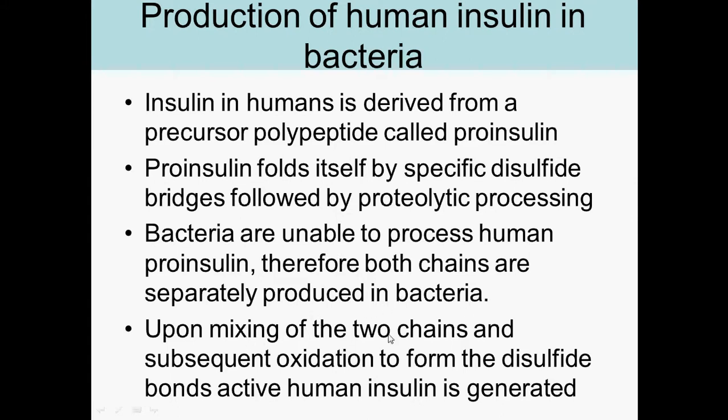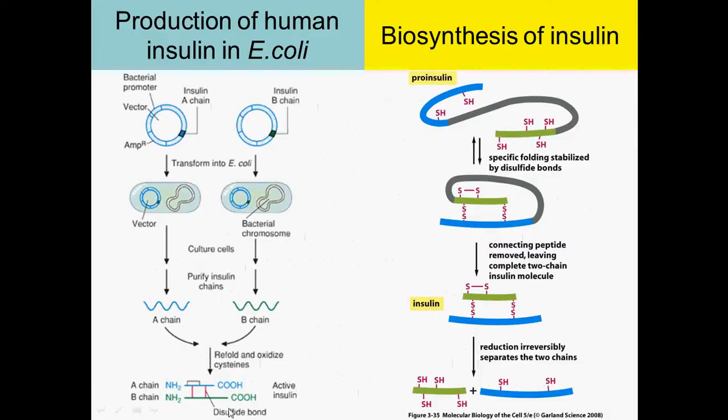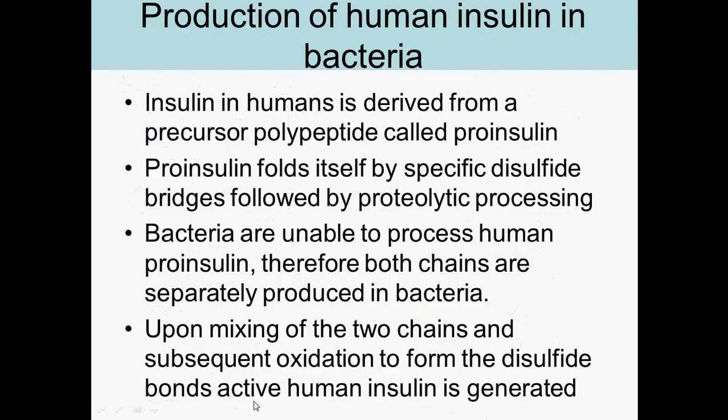The chains separate upon mixing, and subsequent oxidation forms disulfide bonds. Active human insulin is generated. So active human insulin. One of the key things to remember is oxidation. Oxidation leads to disulfide bonds.